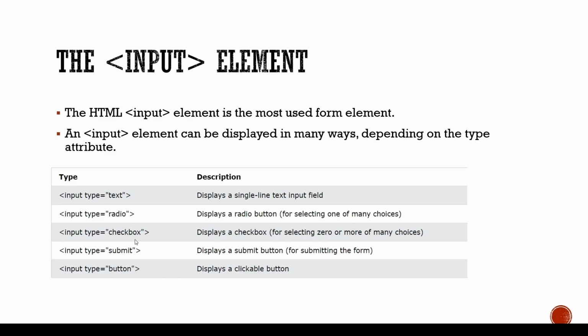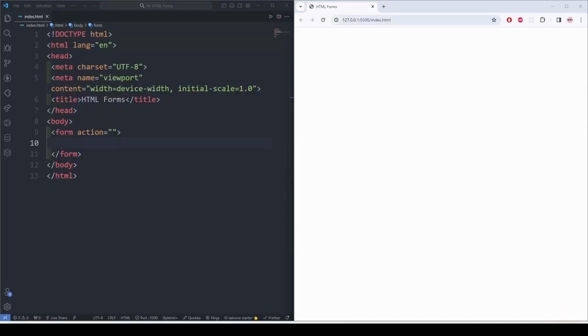If the type is checkbox, it will display a checkbox for selecting zero or more of many choices. If the type is submit, it will display a submit button for submitting the form. If the type is button, it will display a clickable button. Now let's have a look at them in our code.